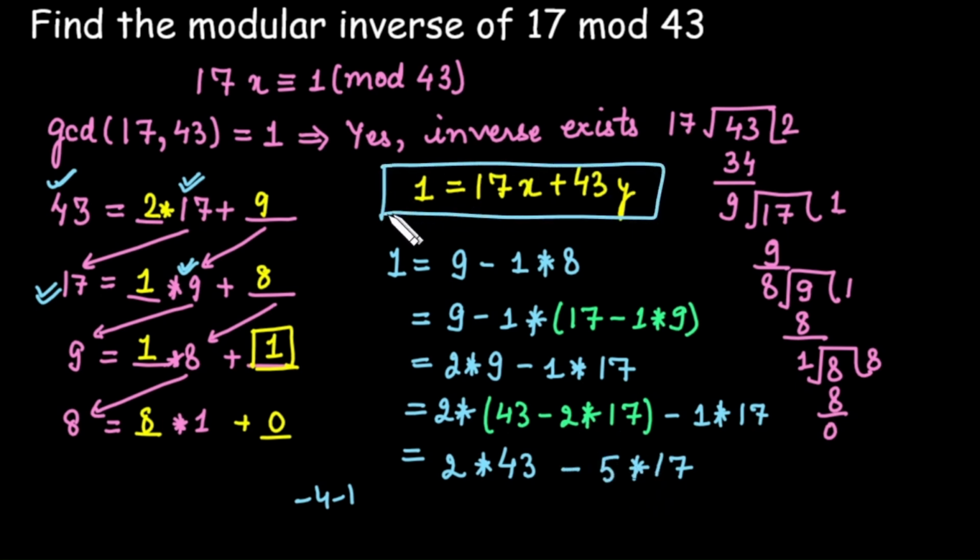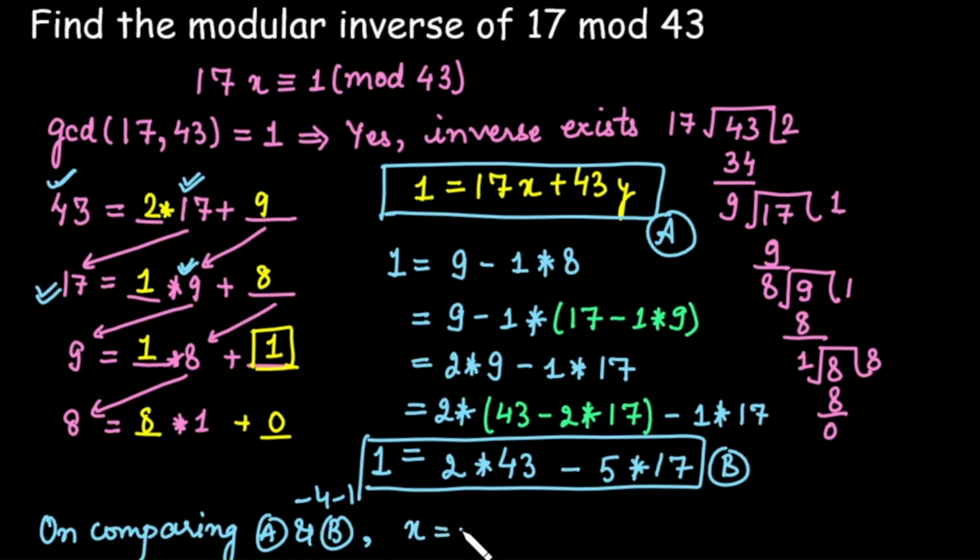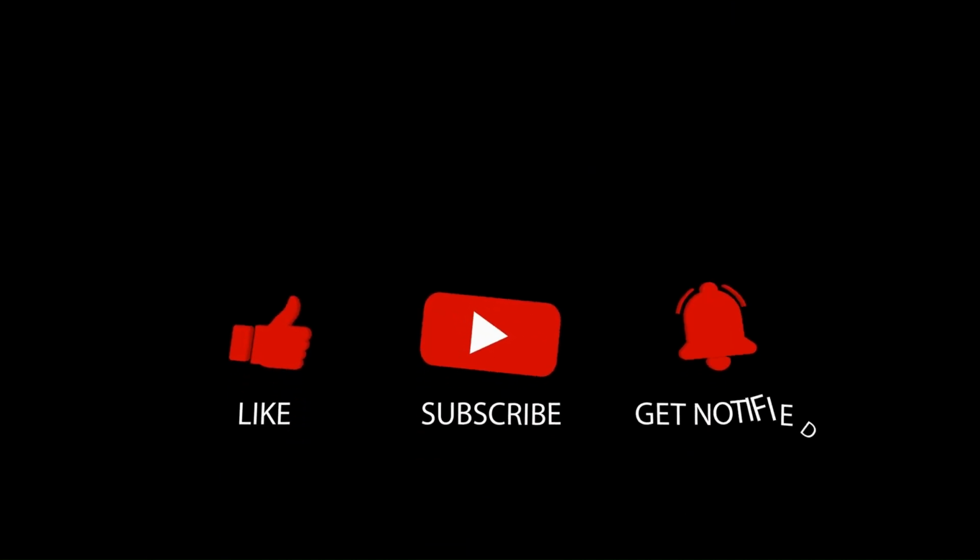Compare equations A and B. On comparing A and B, we have x is equal to minus 5. Or we can say that the positive integer is minus 5 plus the divisor 43, that is equal to 38. Hence, 38 is the inverse of 17 mod 43. So this is how we need to find the inverse of a with respect to mod n. In the next video, we will cover why this is important to learn.